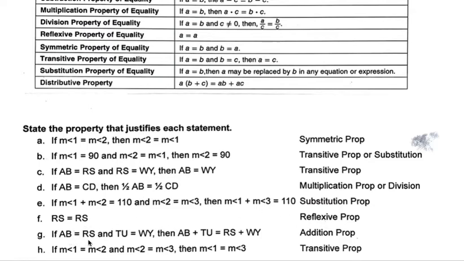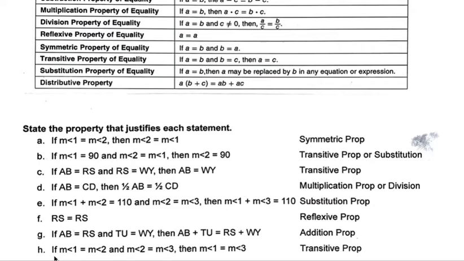And if AB equals RS, and TU equals WY. Okay, so we've got two pairs that are equal to each other. We can add one of one and one of the other and say they're equal to one of the first and one of the second. Okay, that's the addition property. We're adding the same to both sides of the equation.